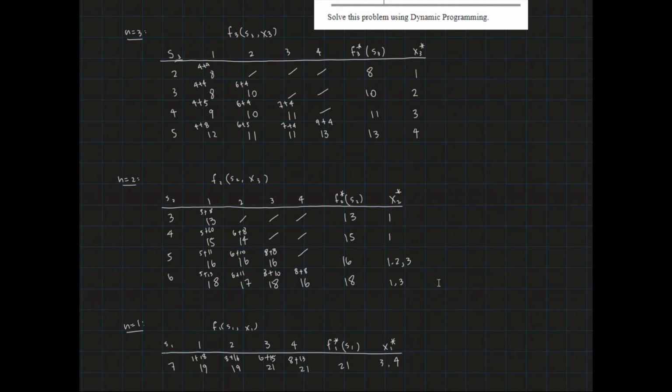Now notice at stage 2 is where we start to get some of these multiple solutions. For example, whether you study 1, 2, or 3 days for course 2, you get the same number of grade points if you came in with 5 days left over, which is why you have 3 solutions here. And then for 6 days, you have 2 solutions over here.